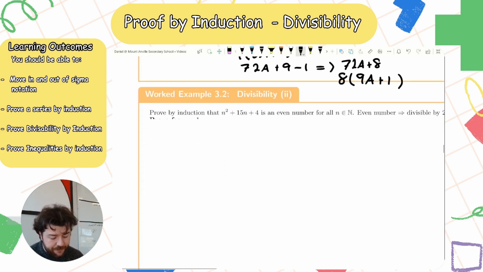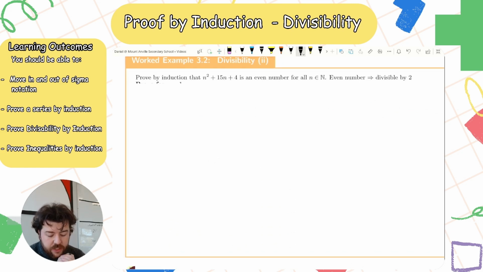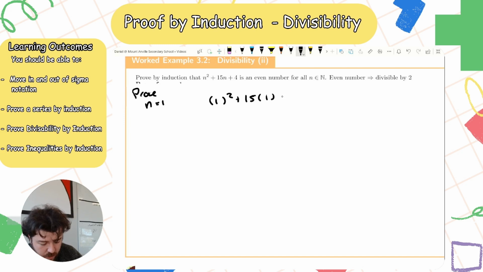Right, let's try another one here. Prove by induction that n squared plus 15n plus 4 is an even number for all values of n. So remember, an even number just means it's divisible by 2. So prove true for n equals 1. So 1 squared plus 15 times 1 plus 4, which is equal to 1 plus 15 plus 4, which is 20, and 20 is divisible by 2. Can that be written as 2 times 10? Tick.